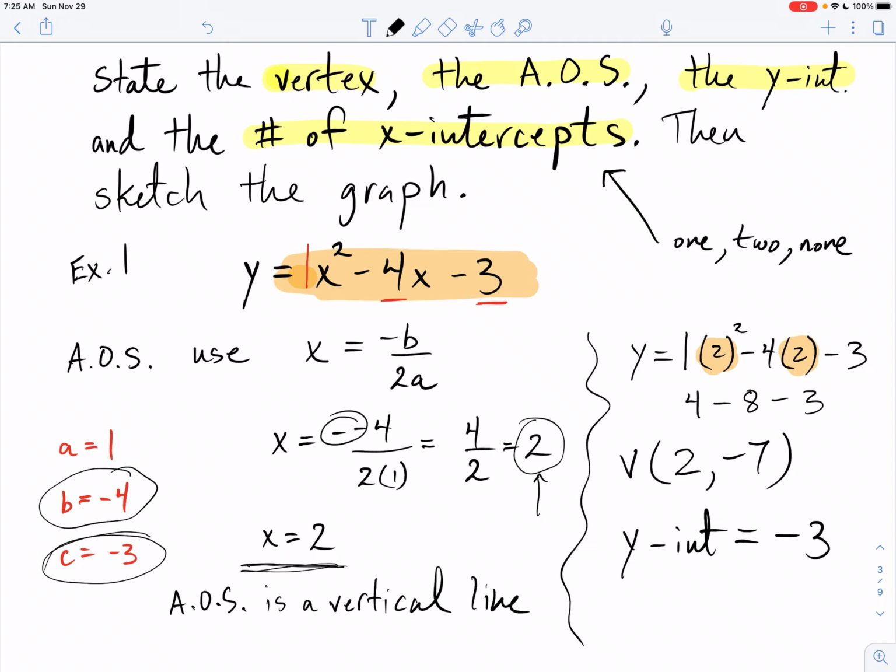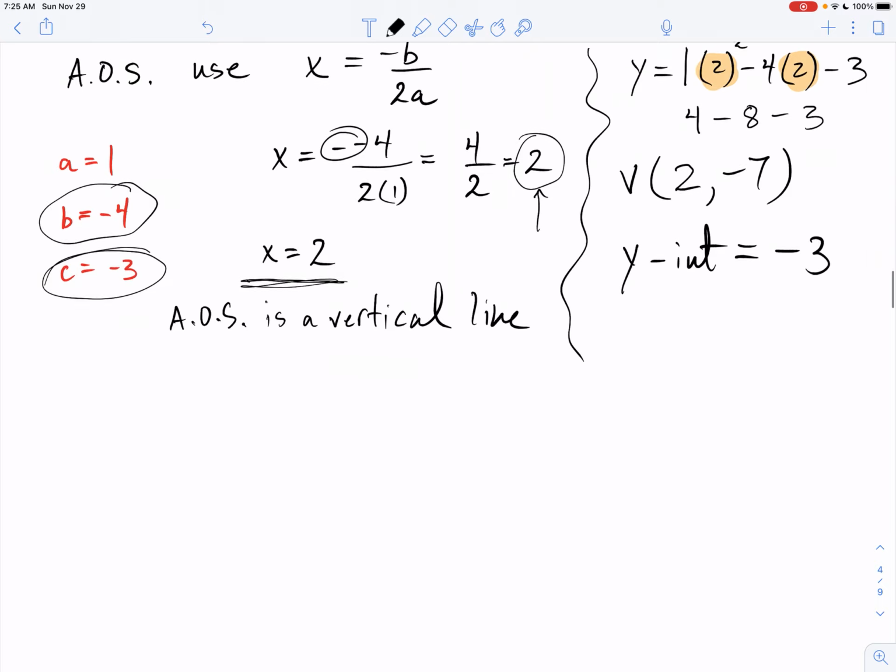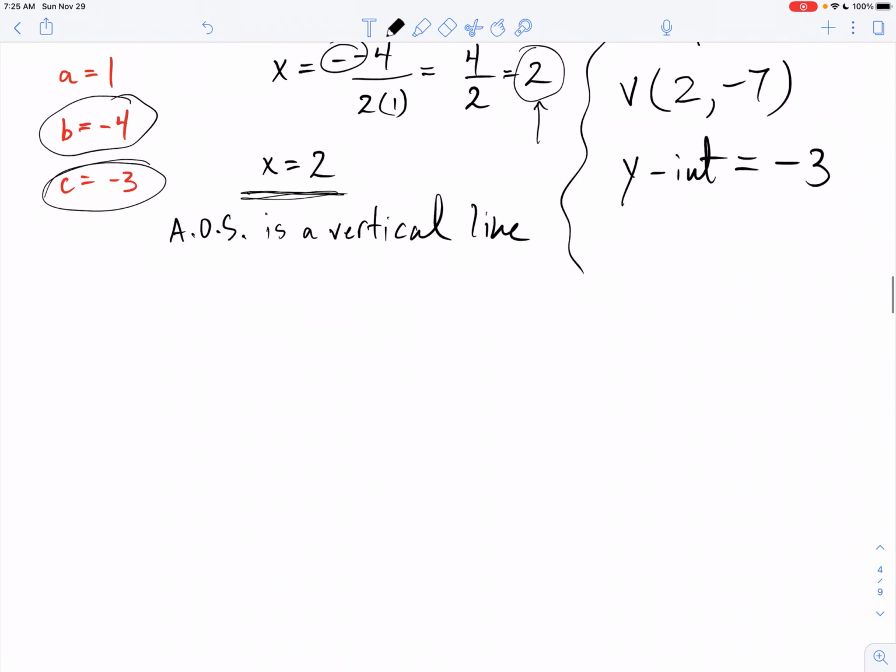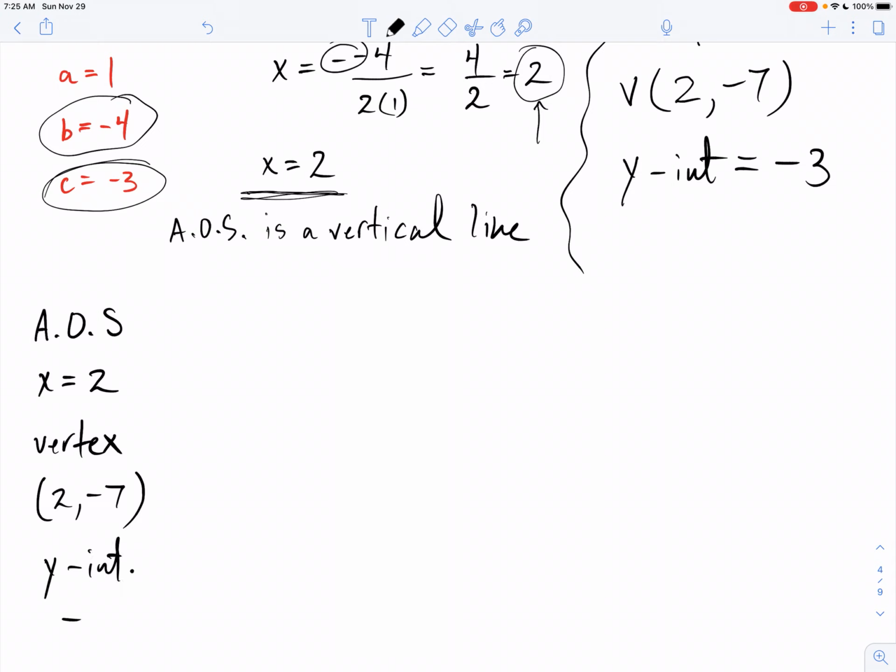And once I do, I'm going to see where it hits the x-axis. So let's see what goes down. I'm going to sketch this graph. I am going to just make sure you guys get this. The axis of symmetry is at x equals 2. My vertex is at 2, negative 7. That's just a point on the graph. My y-intercept is at negative 3. And here we go. Let's draw this picture.